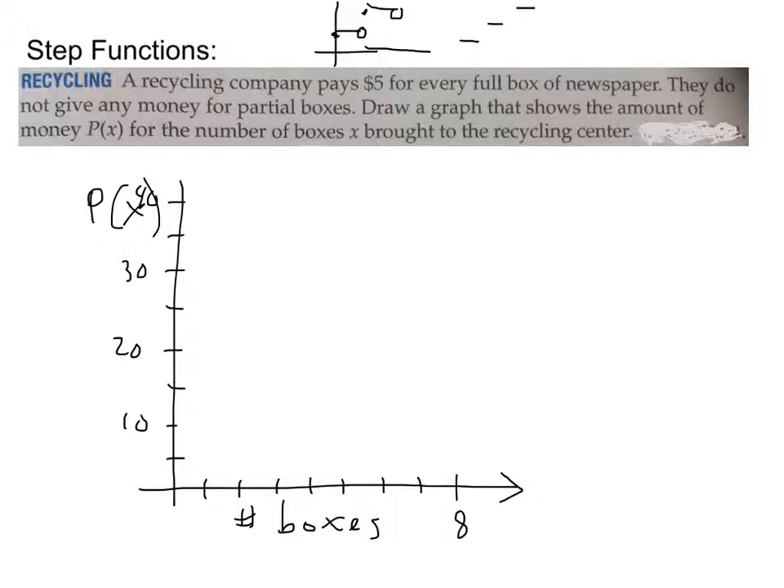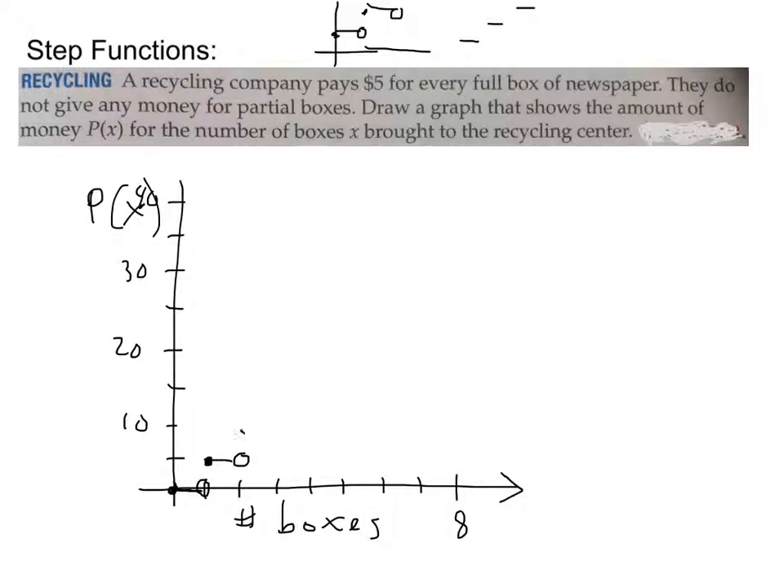Okay, from 0 boxes all the way up to, but not including 1, we get no money. Alright, but as soon as we get to 1 full box, so we'll close the circle, we jump up to $5. And we're going to make $5 all the way up to, but not including, when we get to 2 boxes. So that would be that next step.